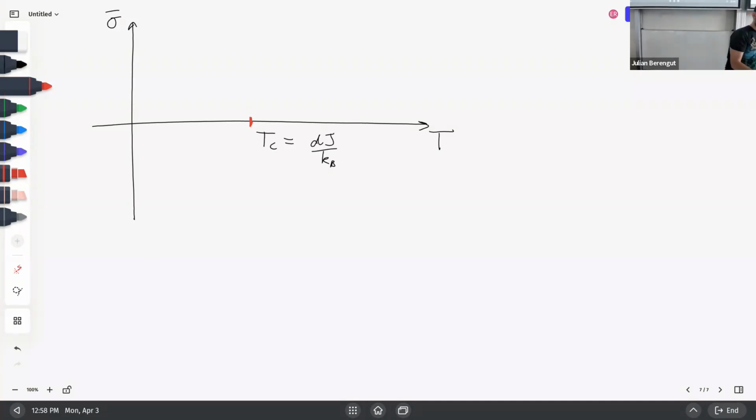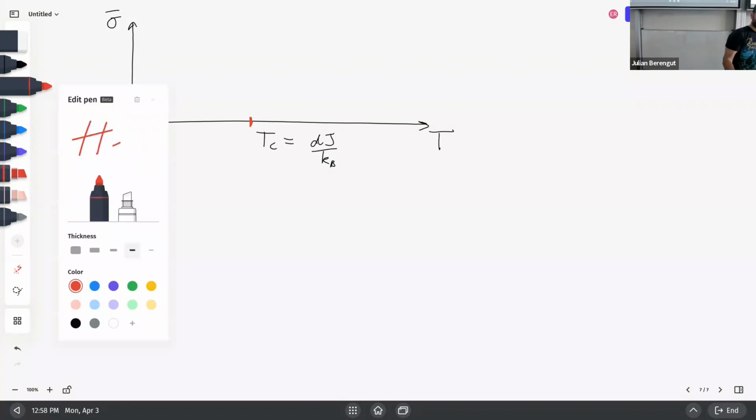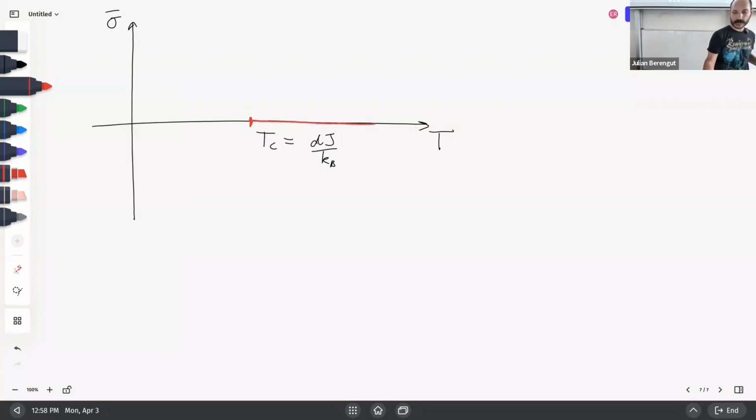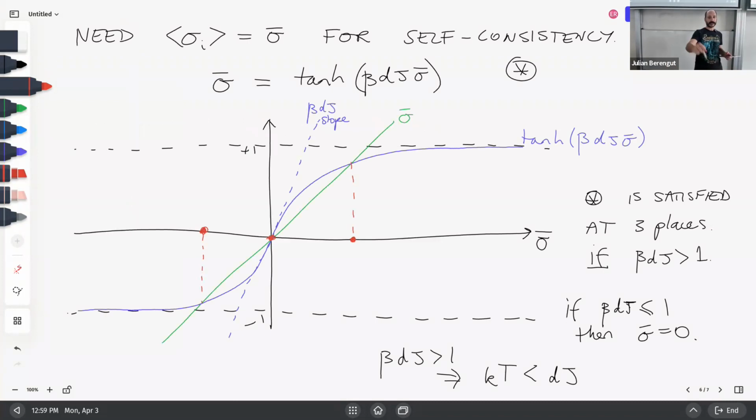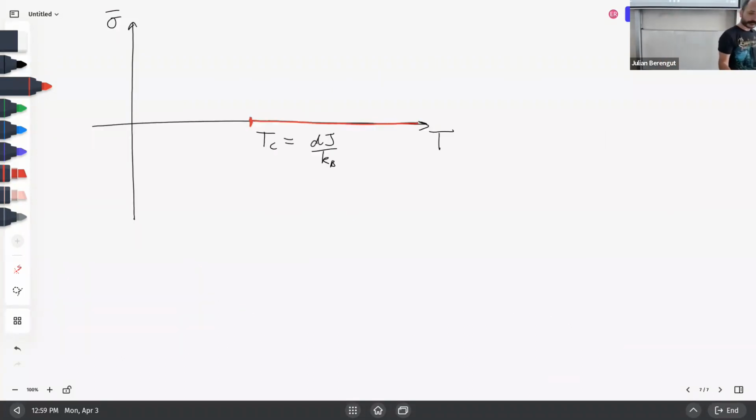If we're above that, then we're on this line. The average spin is equal to 0. Why? Because if we're above that, then you can't have that tanh crossing that green line. If we're below it, then we can. If we're below it, we have two solutions. So you have this bifurcation like this. So below TC, there are two solutions, the positive solution and the negative solution, which are exactly equivalent.